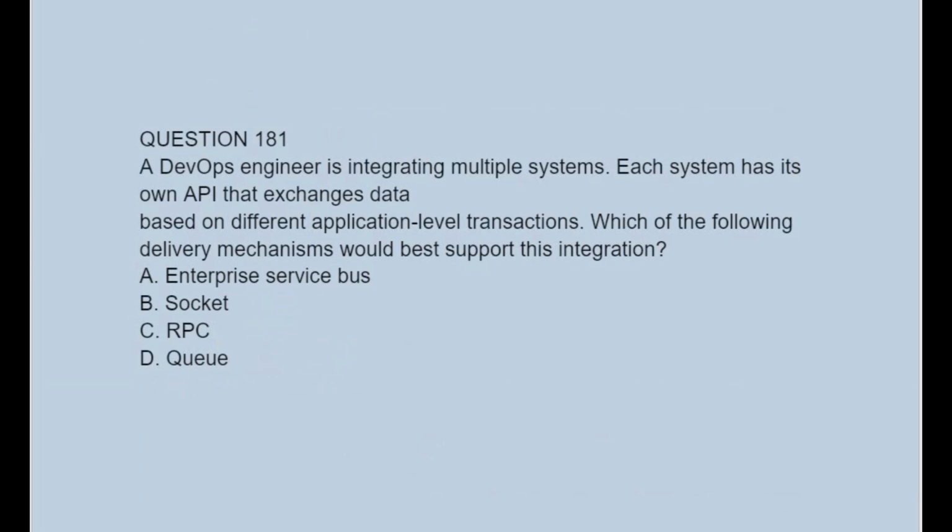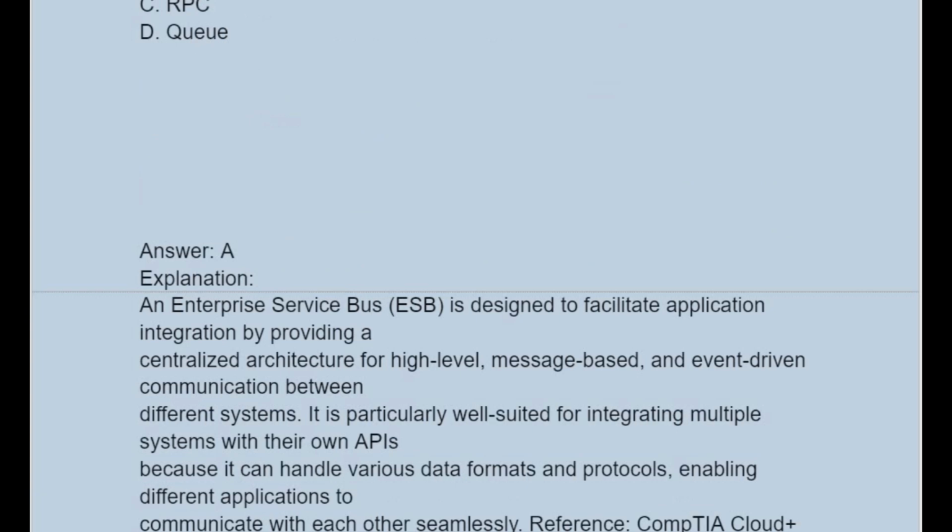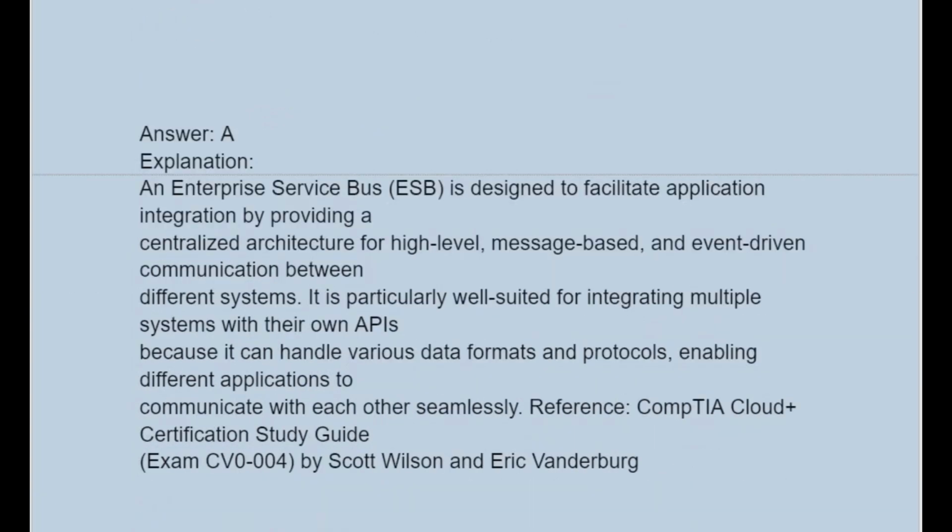Question is, a DevOps engineer is integrating multiple systems. Each system has its own API that exchanges data based on different application level transactions. Which of the following delivery mechanisms would best support this integration? Option A, Enterprise Service Bus. Option B, Socket. Option C, RPC. Option D, Queue. Correct answer is option A.